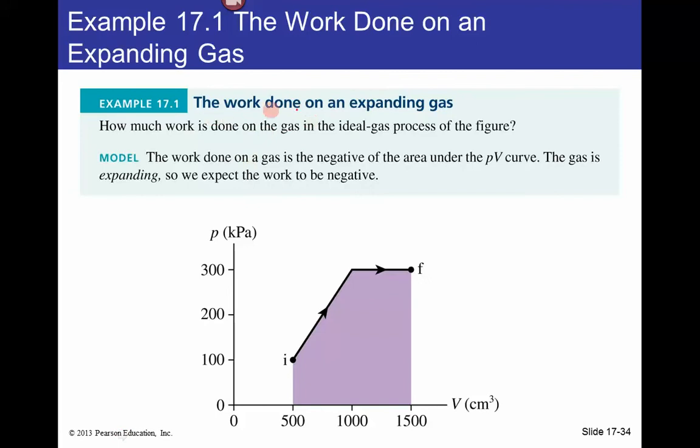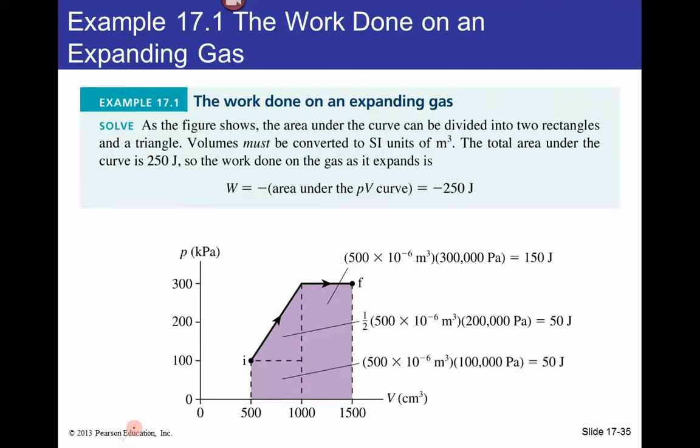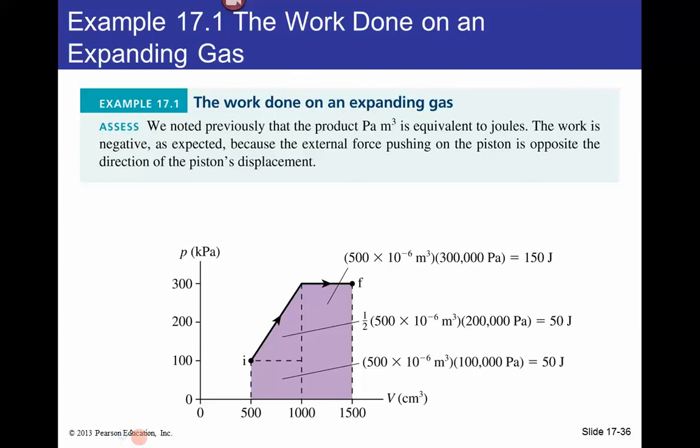So let's look at an example here. The work done on an expanding gas. How much work is done on this gas, on the gas in the figure? The first thing you have to realize is that this is negative because the gas is expanding. It's going from this volume to this volume, right? So we just need to calculate the area and take the negative of that. So the area is, well, the area is this square plus this triangle plus this rectangle. And each one you have the values here, so that gives me 250 joules. And then I need to take the negative of that because the gas is expanding, so that gives me minus 250 joules. Okay.